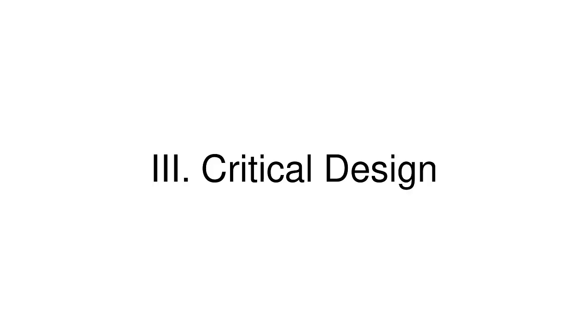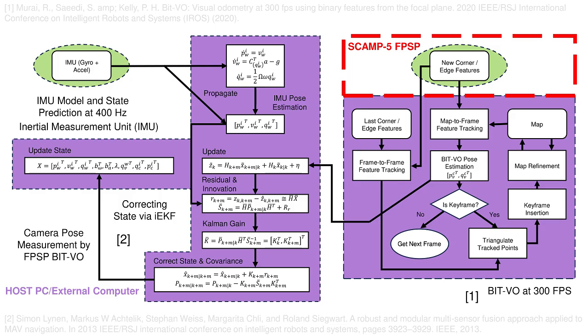We will now be going over the critical design or algorithm of our work. To the left, we have an iterated extended Kalman filter, and to the right, we have a vision algorithm, which is the BIT-VIO algorithm. You can see here in red, at the top right, the SCAMP5 FPSP does the corner and edge feature computations and processing entirely on its vision chip. And so this is the novelty of our work.